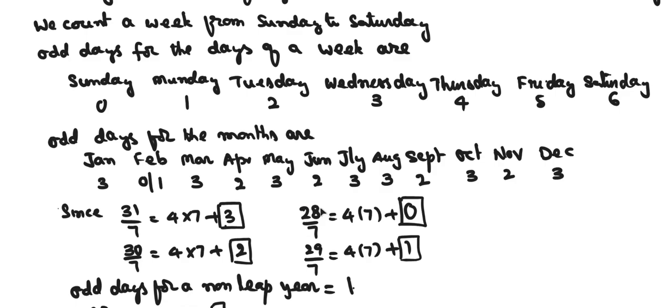In the month of February we have 28 days. 28 divided by 7 is equal to 4 into 7. So that leaves you a remainder 0. And in a leap year we have 29 days in the month of February. So 4 into 7 plus 1. So we have 1 odd day in the month of February in a leap year.